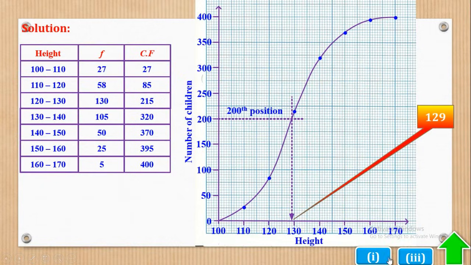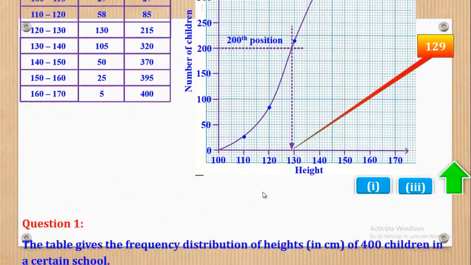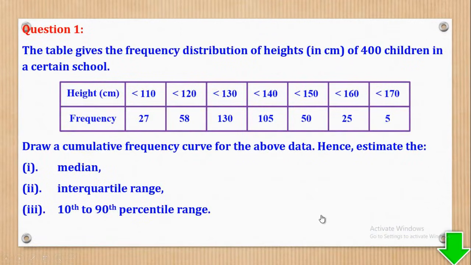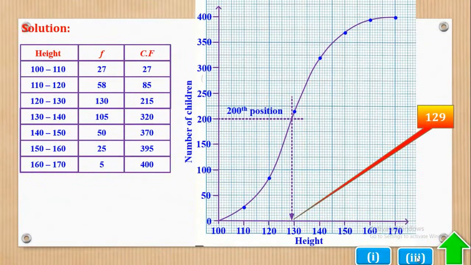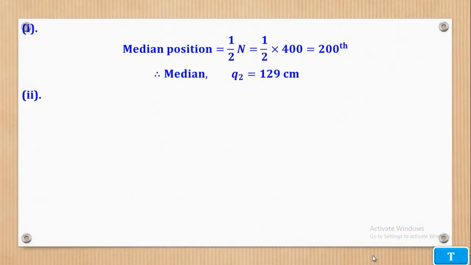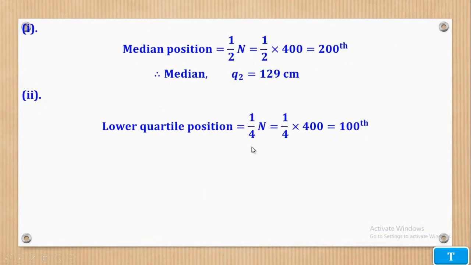Roman 2, they want the interquartile range, so you have to get the upper quartile and lower quartile, but for you to get them you need to get their positions. So let's first get the position of both the upper and lower quartile. So the lower quartile position is 100.